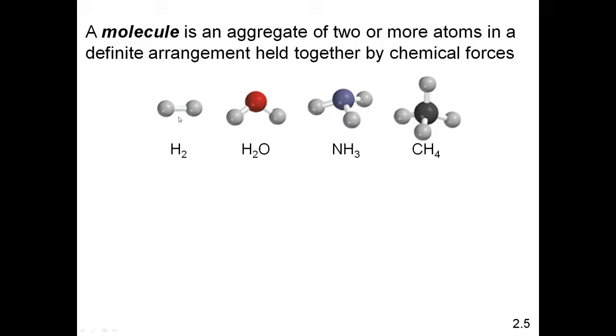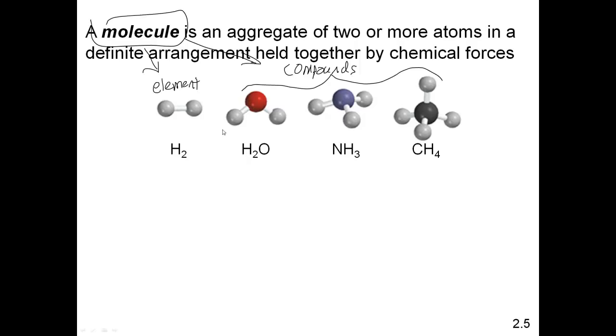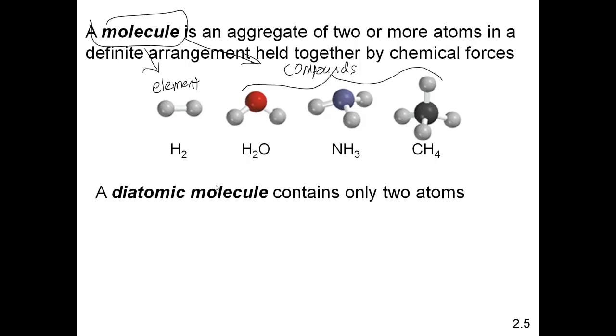This molecule is a molecule, but it's also an element because it has the same atom, H and H. These 3 are not elements, although they're still molecules. These 3 things are compounds. So molecules can be either an element or a compound. If it's all the same atom, it's an element. If it's different atoms, it's a compound.